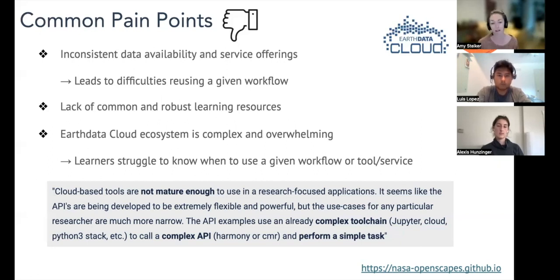And then this quote at the bottom is also pretty powerful, and reflects the sentiment that maybe our cloud-based tools are not mature enough to use in research-focused applications. So this is another thing that's important to address, and we'll get to it in one of our next talks on the Earth Access Python library as one way to solve some of these issues.